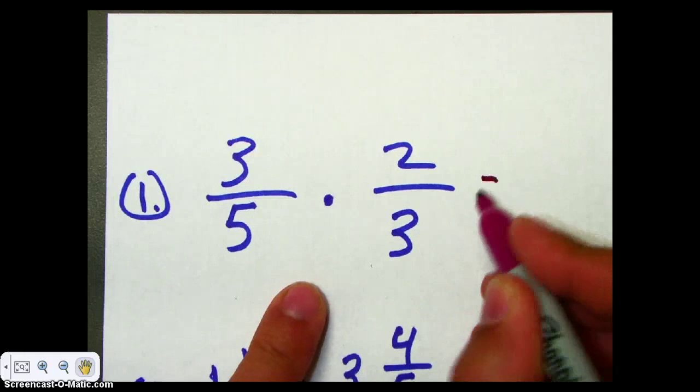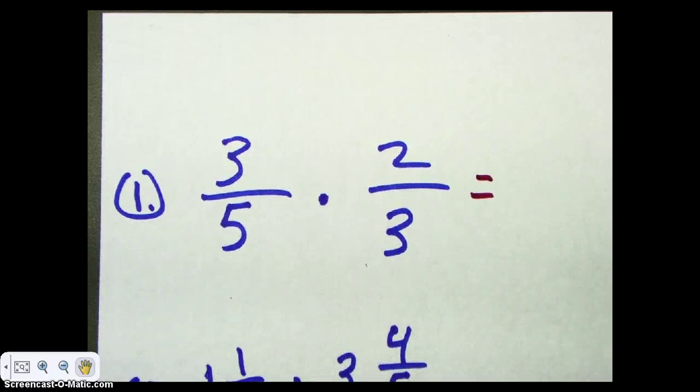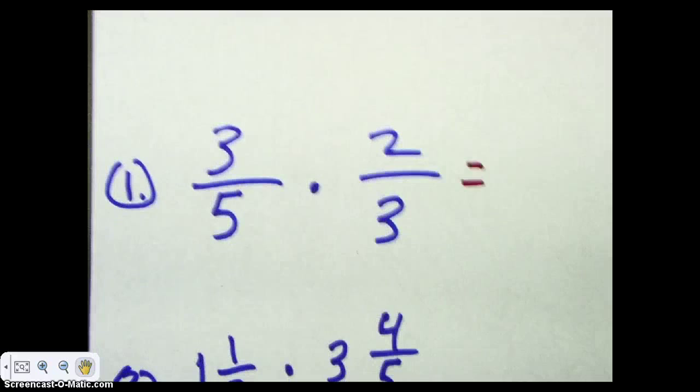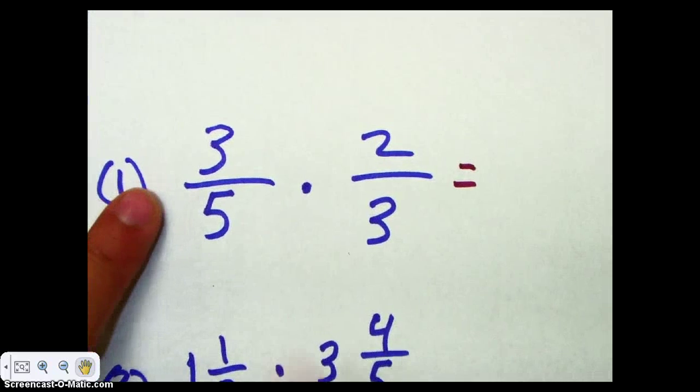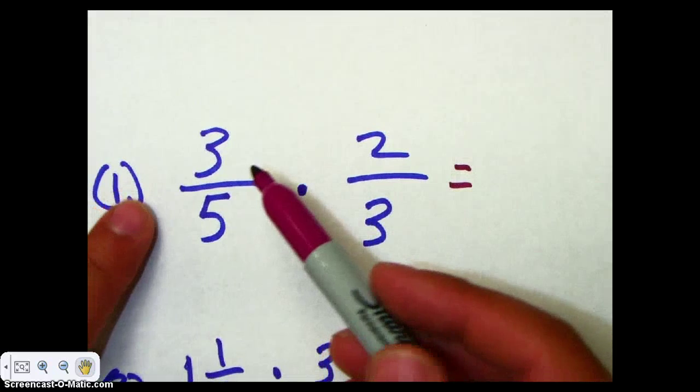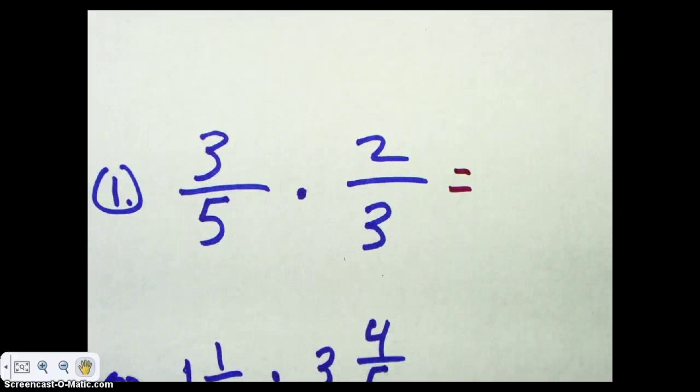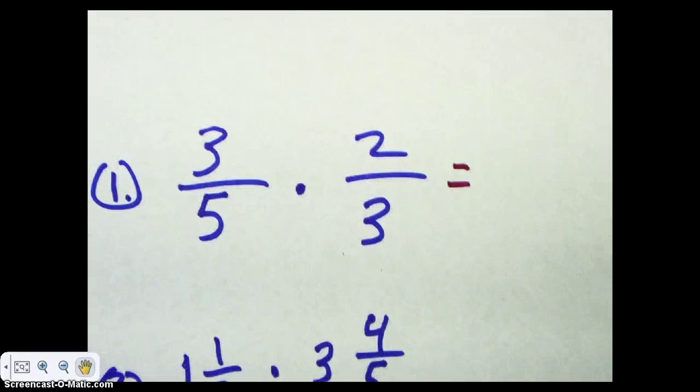Now, let me just show you the simplest way, then I'll show you a way that's easier for a lot of fractions. So I'll make sure I do both ways. So we have 3/5 times 2/3. Multiplying is much easier because with multiplying, you don't have to find a common denominator. You just multiply straight across.